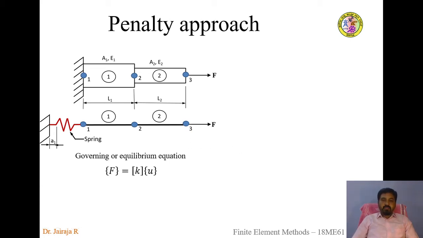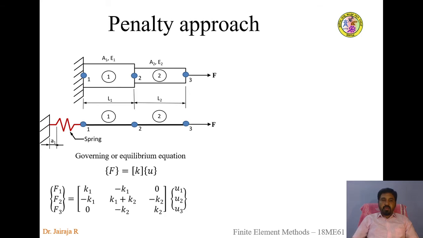As per the governing equation F = K U, this is the global force vector. Using the penalty approach, first we need to find the C value, the stiffness of the spring. How to find it? First we assign the K1 and K2 values. Then we look for the maximum value, the maximum of Kij. Usually K1 plus K2 should be the maximum, so we consider the maximum in the stiffness matrix. Then we multiply it by 10 raised to 4.